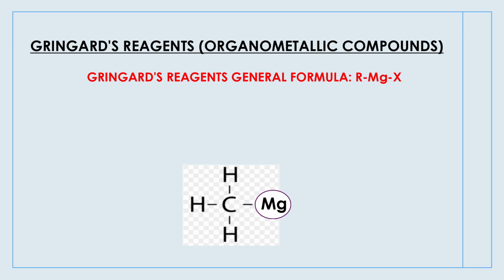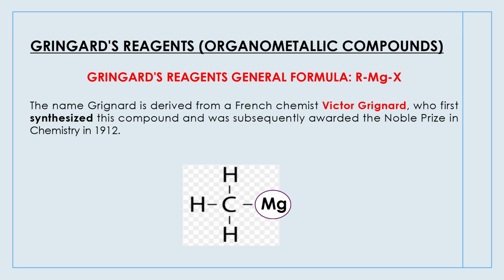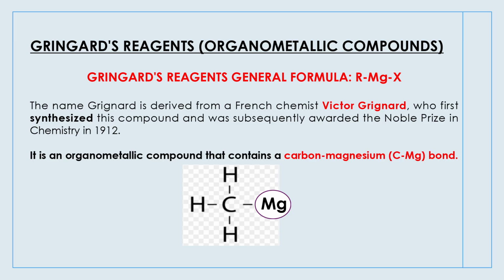Talking about its first synthesis, it was synthesized by a French chemist, Victor Grignard, who also received the Nobel Prize for the synthesis in 1912. By definition, it is an organometallic compound that contains the carbon-magnesium bond. In this picture, you can also see that carbon is forming a bond with the magnesium metal.